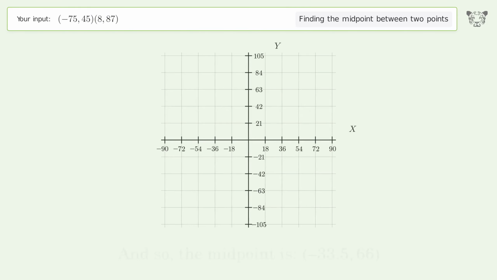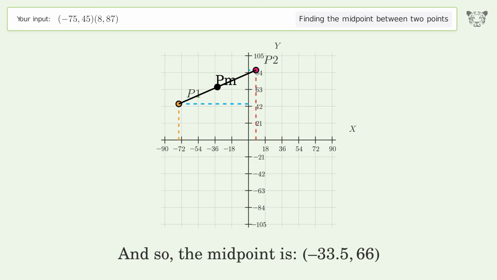And so, the midpoint is negative 33.566.